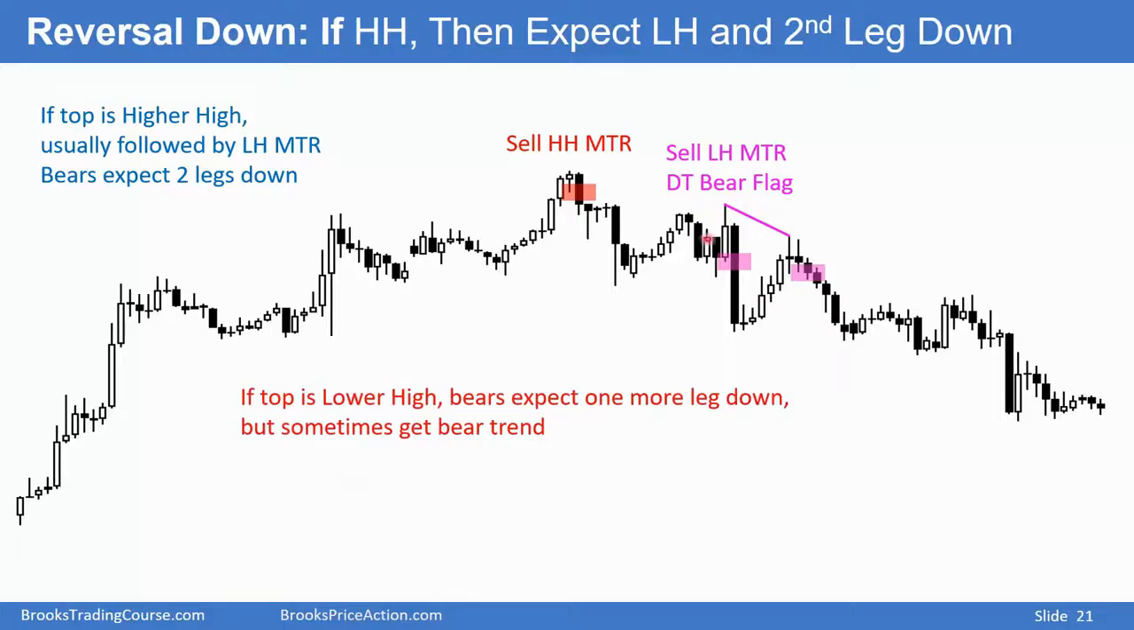If you're selling a lower top, here we have a double top lower high major trend reversal. If you take that short, you expect at least 1 more leg down, because a reversal, you're expecting 2 legs down, 1 pullback 2. If you're selling after the first leg down, if you're selling a lower high, your minimum goal is 1 more leg down, although you can get many more legs down.